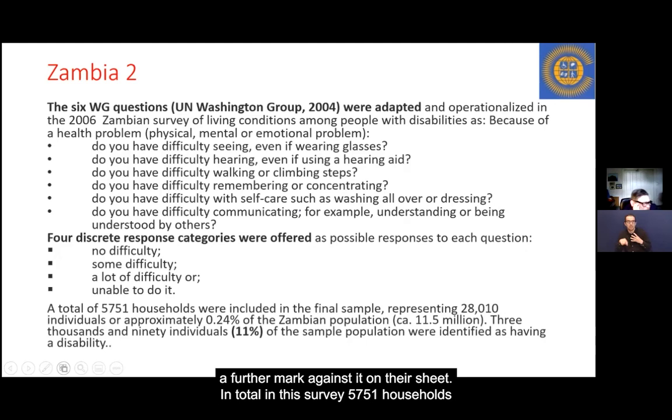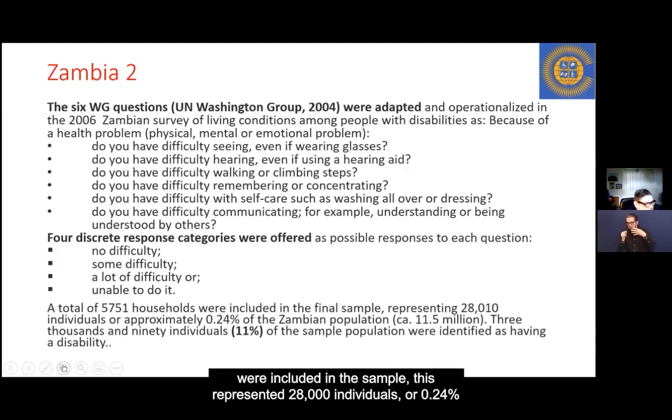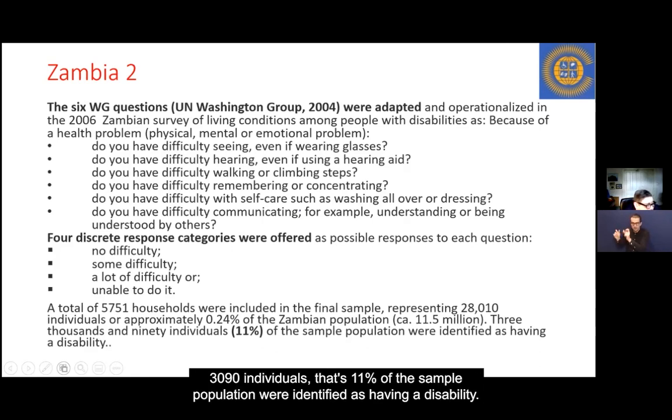In total, in this survey, 5,751 households were included in the sample. This represented 28,000 individuals, or 0.24% of the Zambian population, which at that time was 11.5 million. 3,090 individuals, that's 11% of the sample population, were identified as having a disability.